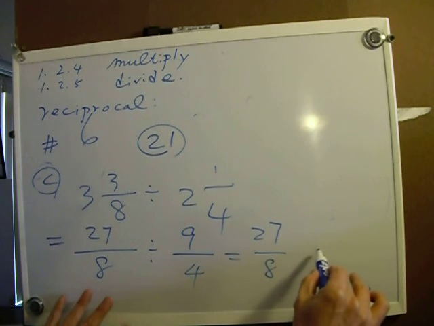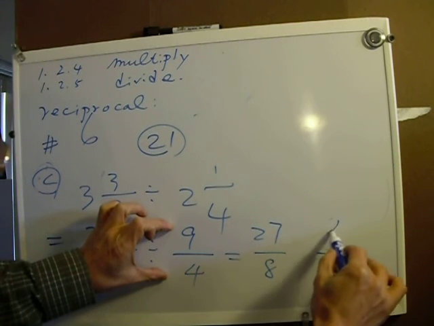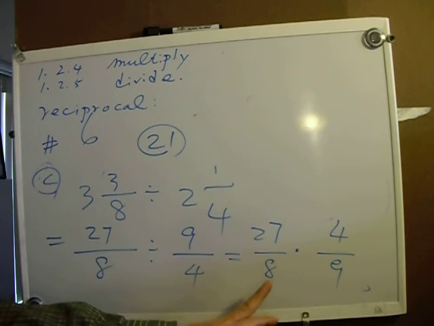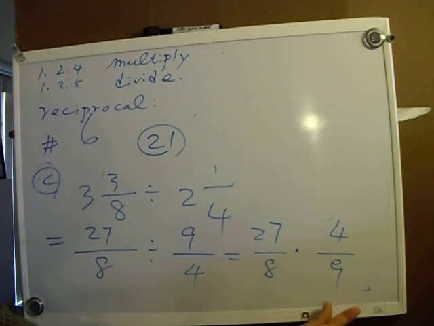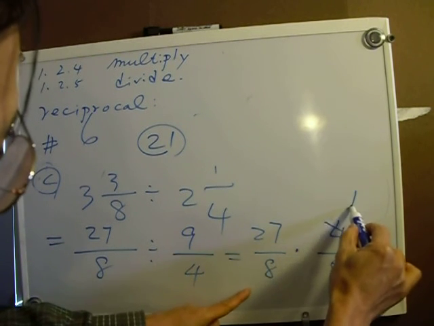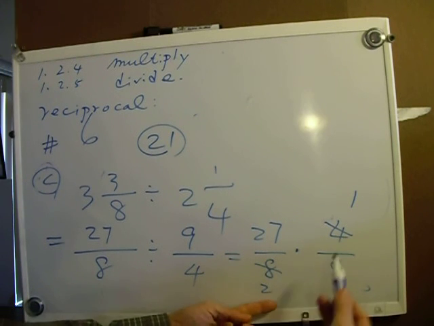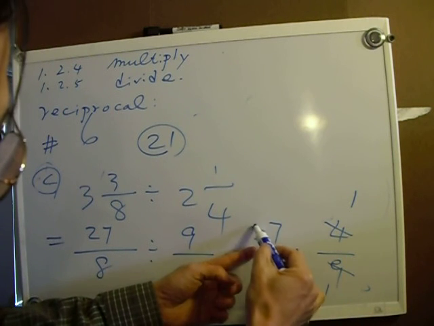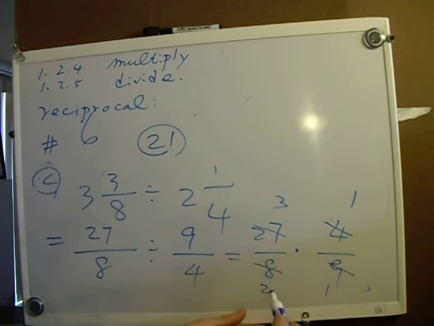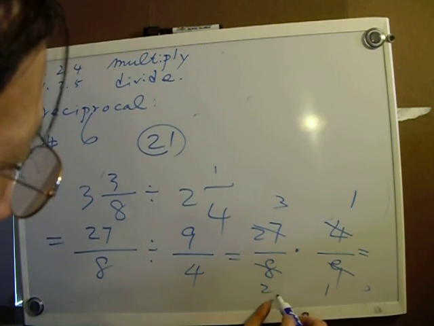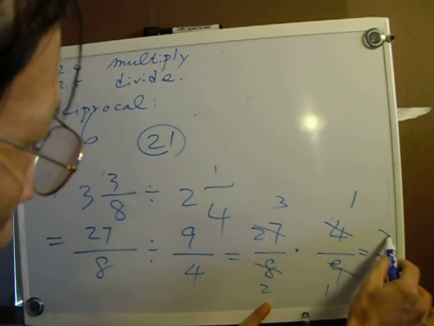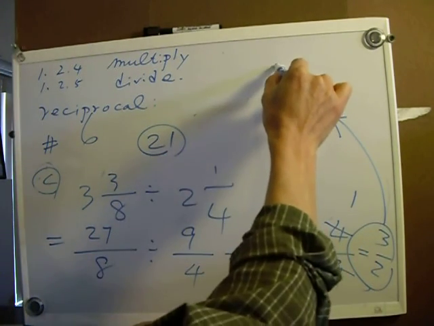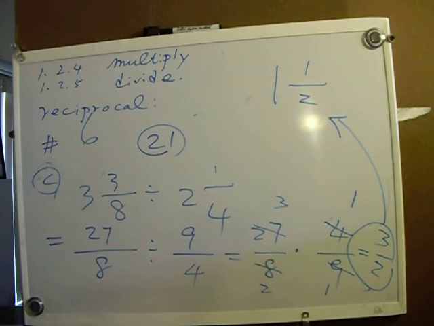Next step, use the reciprocal of the second fraction and change it into multiplication. You can do straight multiplication and then reduce, but the better way is to reduce first: 8 and 4 reduce to 2 and 1, and 27 and 9 reduce to 3 and 1. Then 2 times 1 is 2 here, and 3 times 1 is 3. This is your result. The mixed number will be 1 and 1/2. Okay, that's it.